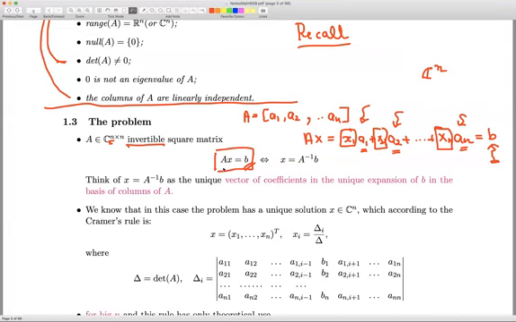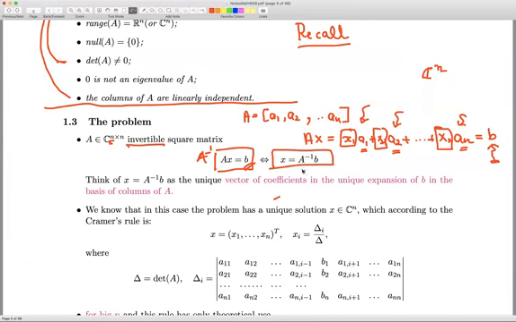Of course, if we know that A is invertible, we can just multiply on the left by A inverse, and therefore A inverse times A times x is x, and we will have that x is equal to A inverse b.